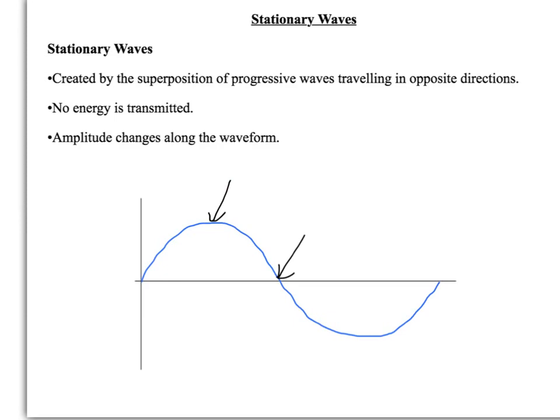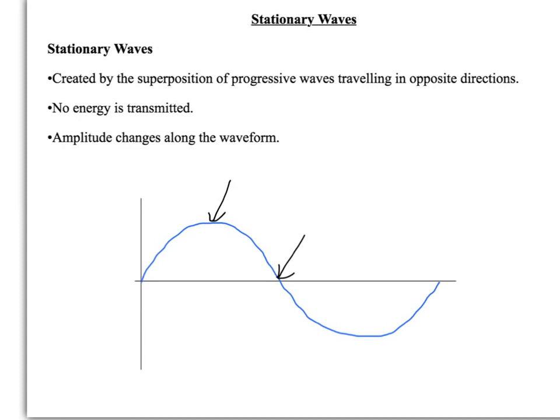So we're going to take a look at stationary waves, and as I said earlier, these are created by superposition, which is why I looked at that first. So they're created by superposition of progressive waves, but they're travelling in opposite directions. So if you have microwaves reflected off a surface and coming back, they'll be superimposed on top of the microwaves going towards the object they reflected off, and you get a standing wave set up. And the key thing is, no energy is transmitted by a standing wave because it isn't going anywhere.